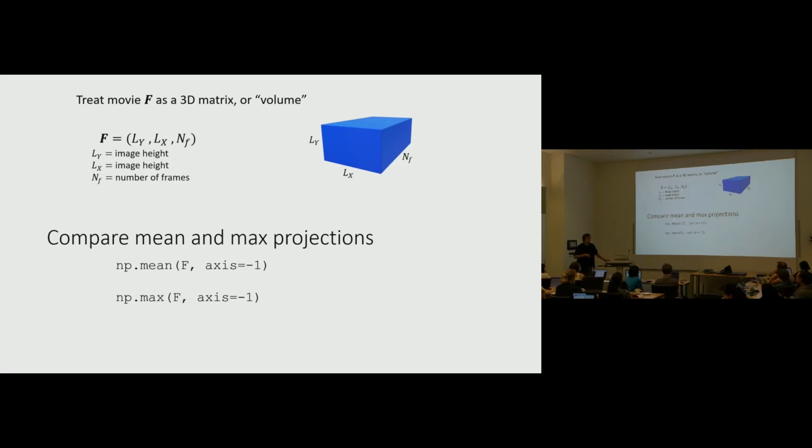This will be created by suite2p in this binary file that's sitting on the disk, but it's really just a large three-dimensional array. Here are some snippets of Python code. If you've loaded this movie into, let's say, a Jupyter notebook, you could take its mean, its maximum, you could look at different statistics of it along the last axis of this movie, so the number of frames.